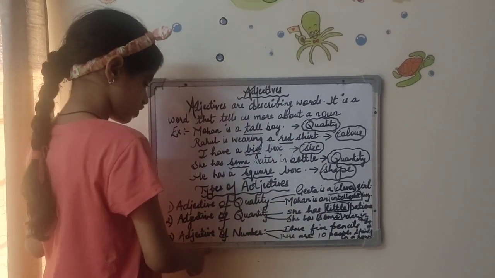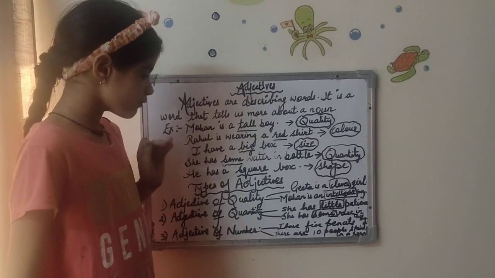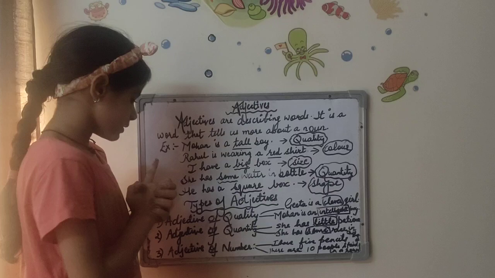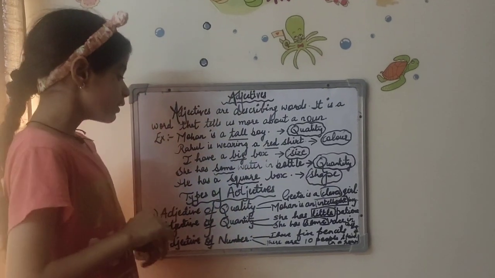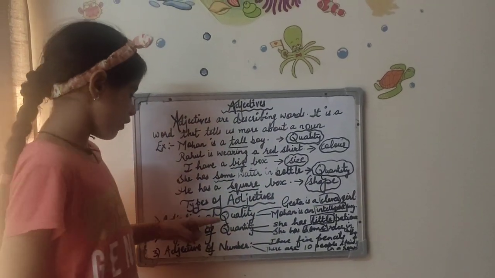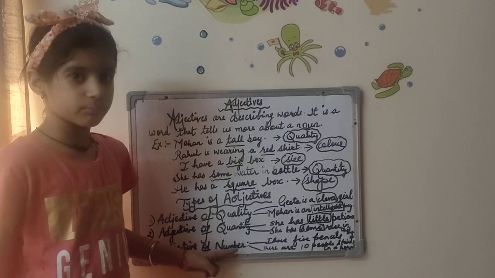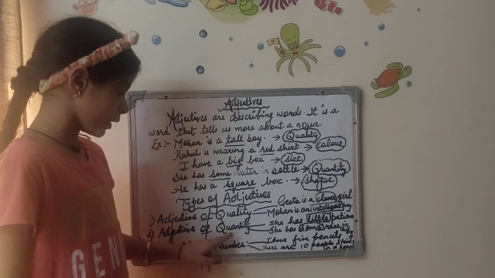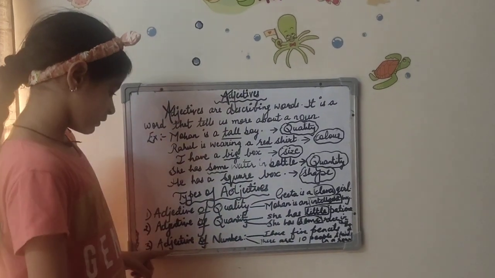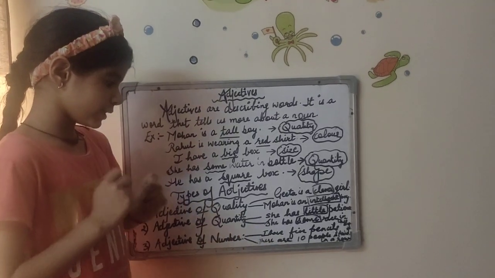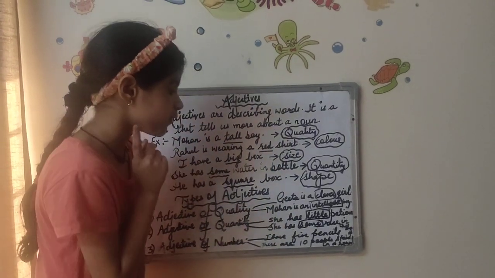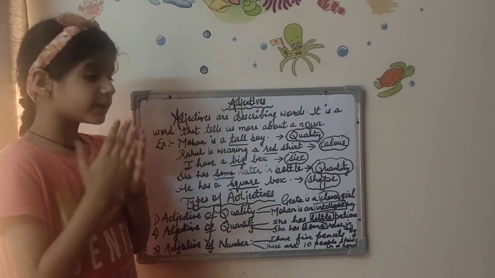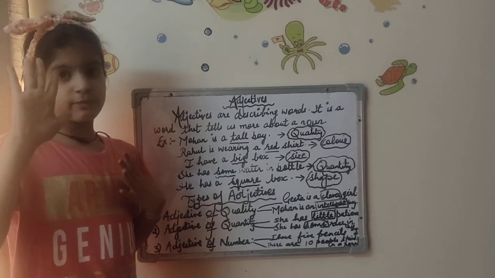Now let's talk about adjective of number. Adjective of number tells us about the number of a noun. There is a difference between adjective of quantity and adjective of number. That is the difference, that we cannot measure adjective of quantity, but we can measure adjective of number. So let's see how. I have 5 pencils. We can measure it. I have 5 pencils.